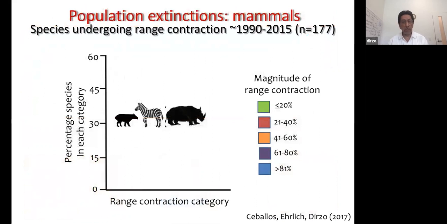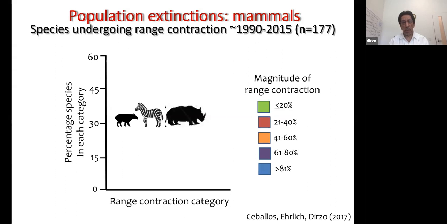Let me show you just one of the insights derived from this study in this next slide. What I'm going to show you here includes on the x-axis the five categories of contraction of the range of the distribution of a sample of mammals in this particular case. This is only for mammals, a sample size relatively small, close to 200. And we want to see what is the extent of range contraction for this sample of mammals in the period 1990 to 2015. So what you can see on the right-hand side of this slide is that I have divided the magnitude of range contraction in five categories.